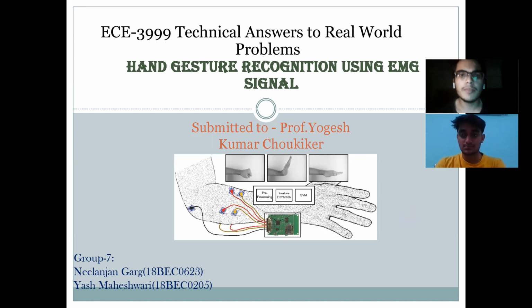Hello, my name is Yash Maheshwari and I am the second group member. My registration number is 18BEC0205. This is the project which we are doing under the course Technical Answers to Real World Problems with the course code ECE-3999.